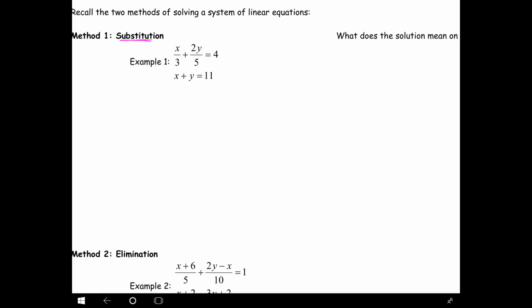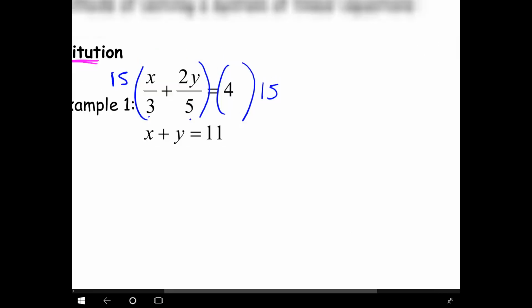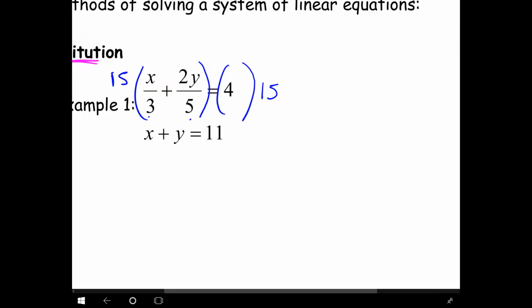And what have we done in the past to eliminate fractions? Because I don't really like working with fractions. We can multiply both sides by the least common denominator. So that would be 15 in this case, between 3 and 5. And in doing that, I can simplify this equation so it's easier to work with. So 3 goes into 15 5 times, so that would be 5x plus, 5 goes into 15 3 times, so 3 times 2y is equal to 4 times 15, which is 60. And then this other equation looks pretty good. It's just x plus y equals 11.